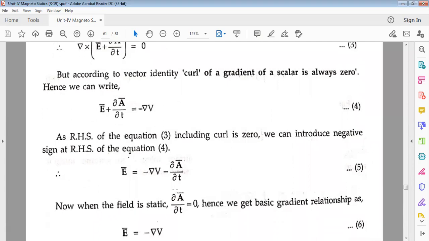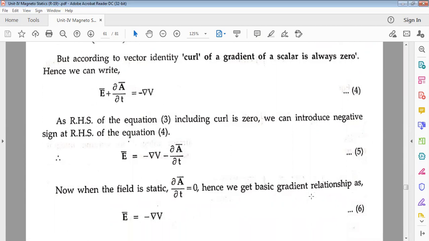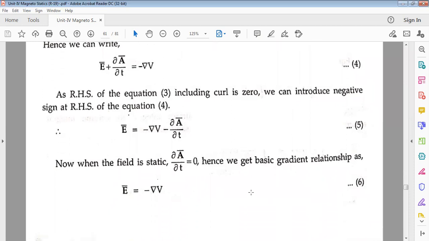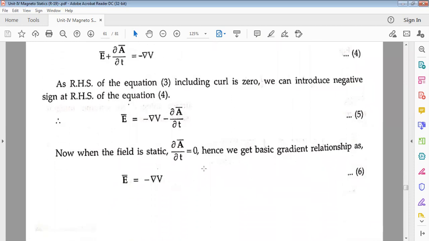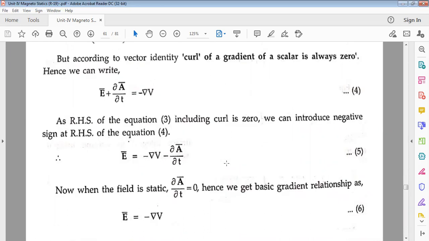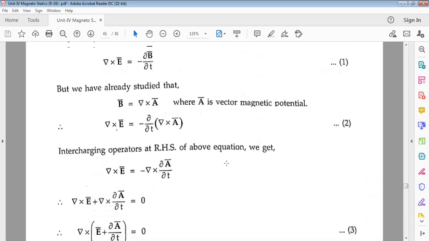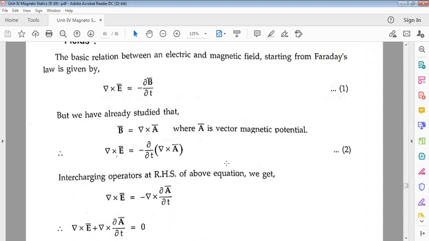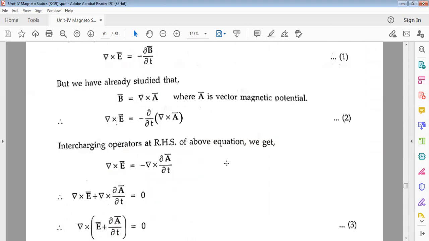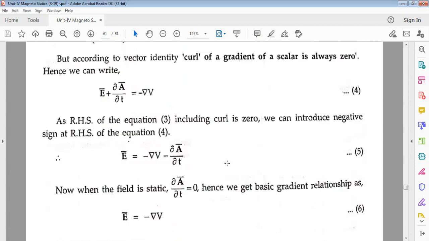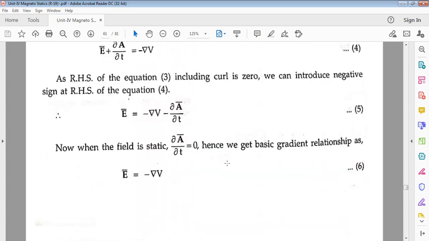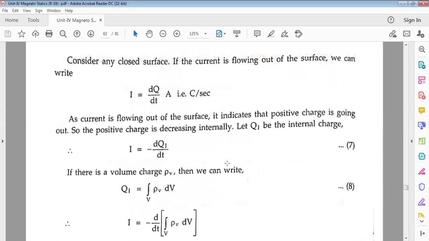Now when the field is static, dou A bar by dou t is equal to 0. Hence, we get the basic gradient relationship E bar is equal to minus del V. We can also derive the gradient of V by using Faraday's law, del cross E bar is equal to minus dou B bar by dou t, where E bar is equal to minus del V.